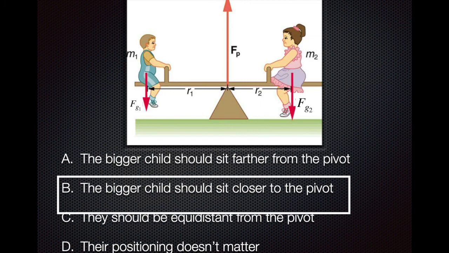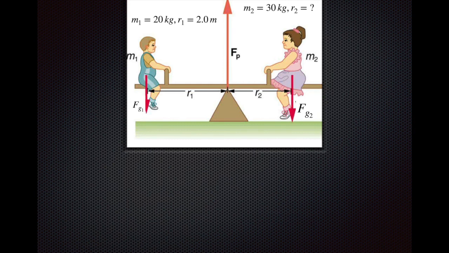So hopefully you saw that the bigger child should sit closer to the pivot point, right? So we have a bigger force, and therefore if you multiply it by a smaller moment arm, then we can balance out the two torques. So as an example calculation, let's say child 1 has a mass of 20 kilograms and is sitting 2 meters from the pivot point. If child 2 has a mass of 30 kilograms, how far should they sit from the pivot point?